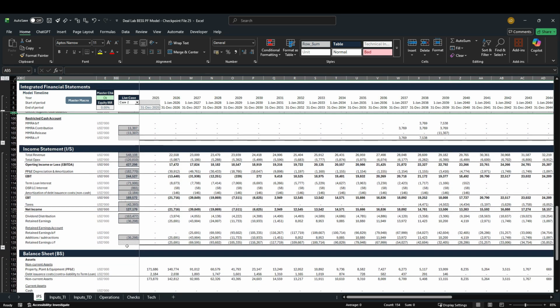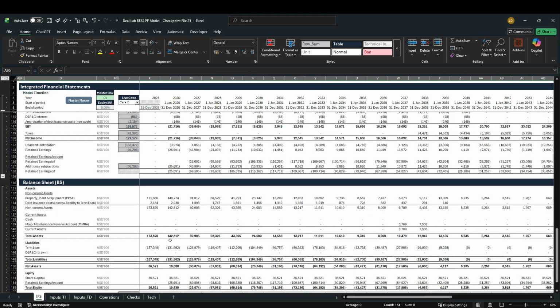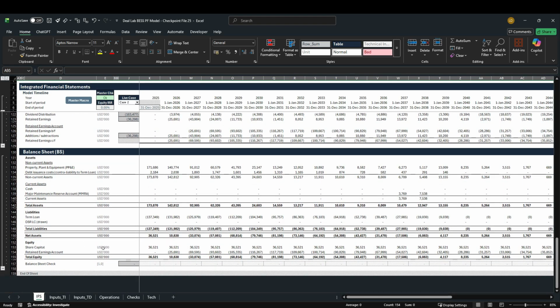The dividend distribution is also showing up in our income statement, which then affects our retained earnings account. And our retained earnings account is also showing up on our balance sheet, which essentially ensures that our total equity is always balancing even after we distribute our dividends.